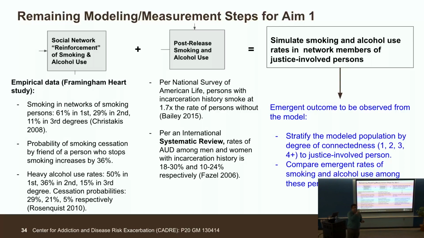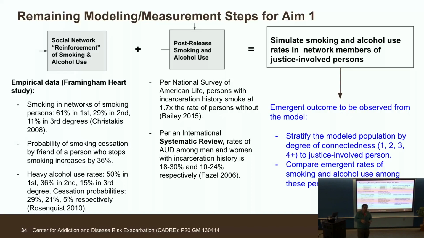So basically, we can take that data and seed our model in a way that if somebody is connected to a person who smokes or who drinks heavily, their own probability of smoking or drinking heavily increases by that amount. And we have separate data that looks at incarceration and smoking and incarceration and alcohol use. And that's another parameter that can be built into the model.